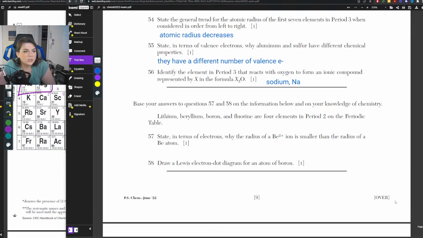57 and 58. Okay, lithium, beryllium, boron, and fluorine are 4 elements in period 2 on the periodic table. State in terms of electrons why the radius of beryllium plus 2 ion is smaller than the radius of beryllium atom. Do you see how irrelevant this is? They're also talking about lithium and fluorine, which have nothing to do with either of these two questions.